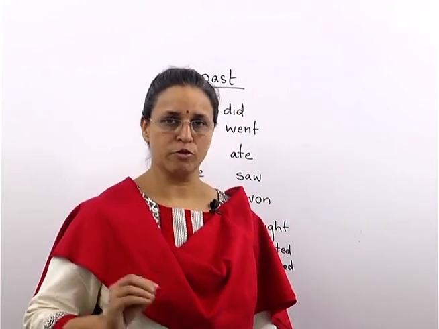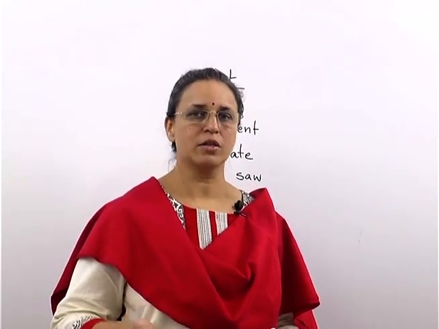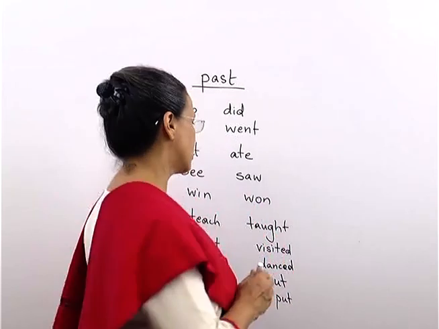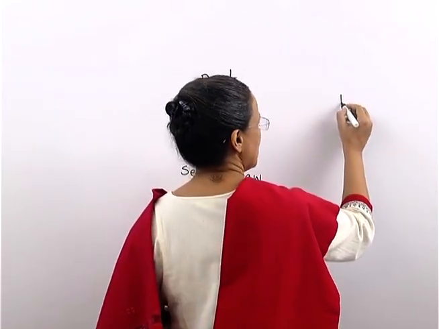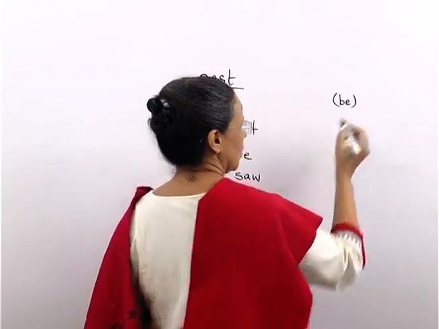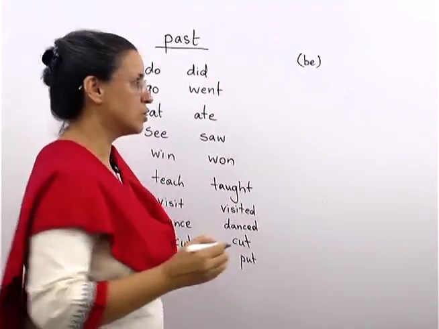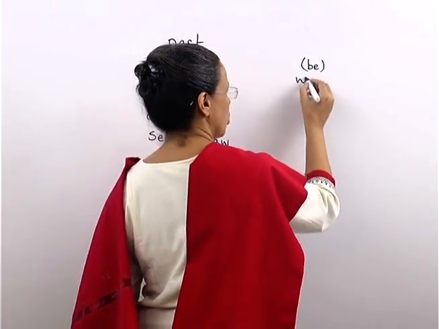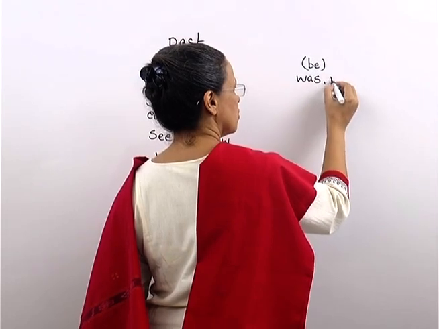Sometimes when they give you the verb and they ask you to make it in the past tense, children get confused when the word be is given in the bracket. The past tense of be can be was, or were.